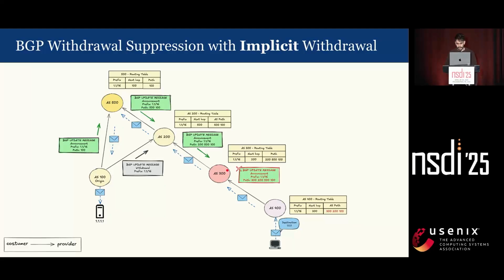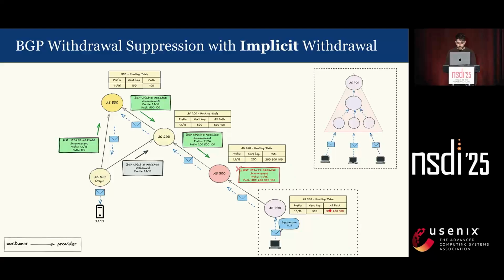And as we can see here, AS400 keeps in its routing table a route, or sends traffic to a route, that is not the same as the one it has in its routing table. The path is not the same. And AS400 is not the only AS affected by this phenomenon. All the ASes that appear in the customer cone will also keep this BGP zombie route in their routing tables.